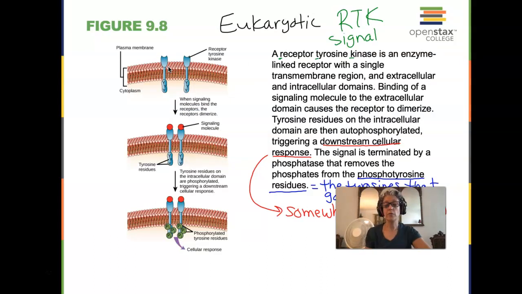Another common type of receptor in eukaryotic cells is called an RTK signal. That stands for receptor tyrosine kinase.